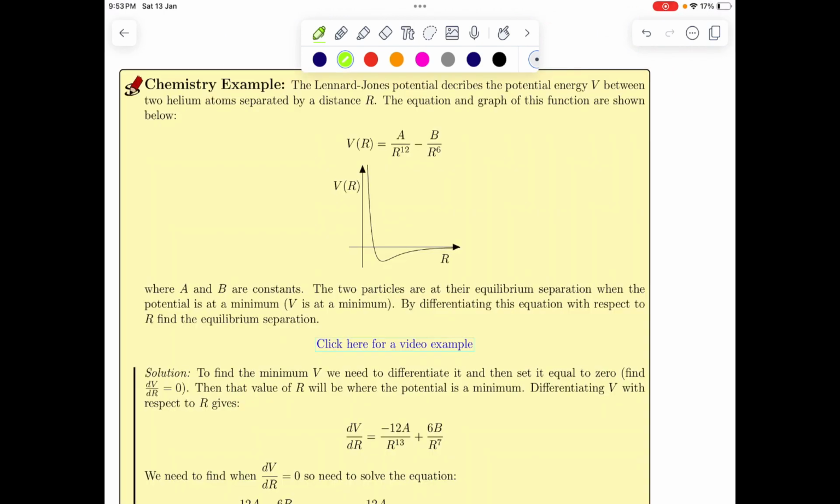Famous chemistry example of this is the Lennard-Jones potential, which describes the potential energy between two helium atoms separated by r. So we have two helium atoms whose centers are separated by a distance of r. The potential energy associated is given by this relation, A by r^12 minus B by r^6. It is very interesting to see how this distance and potential are related.